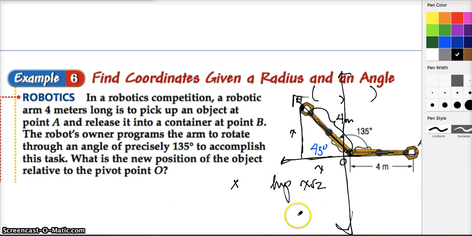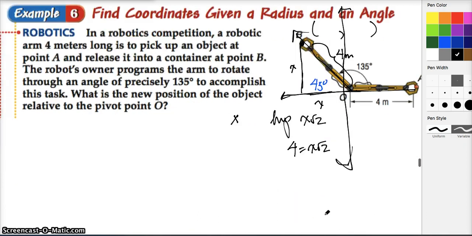If the hypotenuse is x root 2, then 4 is equal to x root 2. We divide both sides by the square root of 2, so 4 over the square root of 2 is equal to x. We finish this off by rationalizing the denominator. We get 4 root 2 over 2, which is really 2 root 2. So x is equal to 2 root 2, that generic x value that we talked about.